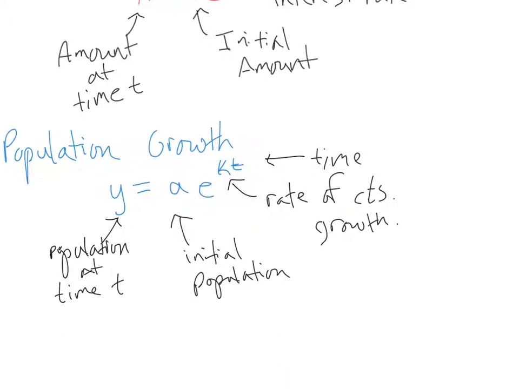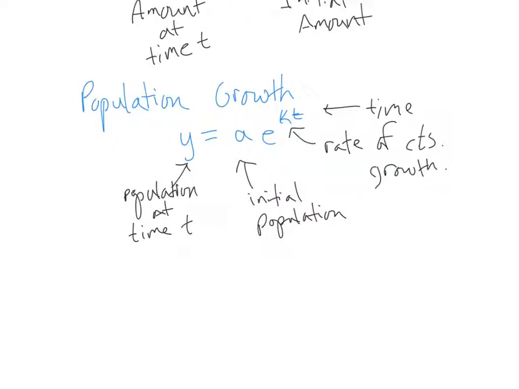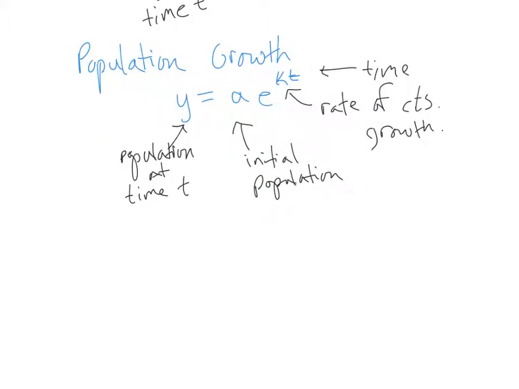We can also talk about decay, so any type of decay, whether that be population or something related to carbon dating. You would just use the formula y equals a e to the negative kt. So this would be decay. Okay, without further ado, let's jump into some of your homework problems.